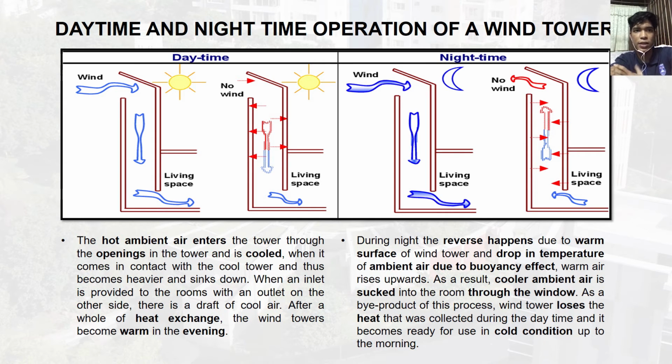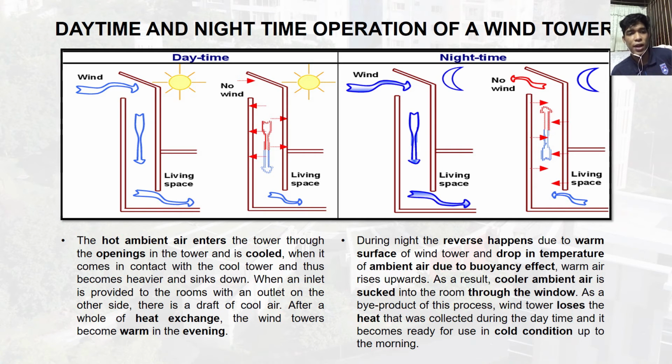Daytime and nighttime operation of a wind tower. The daytime and the nighttime operation of the wind tower are different, so I will show you the image. In the daytime, the hot ambient air enters the tower through the opening in the tower and is cooled when it comes in contact with the cool tower, and thus becomes heavier and sinks down. When an inlet is provided into the room with an outlet on the other side, there is a draft of cool air. After a while of heat exchange, the wind tower becomes warm in the evening.